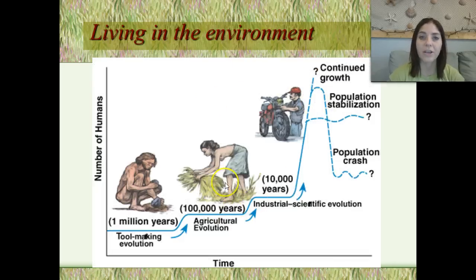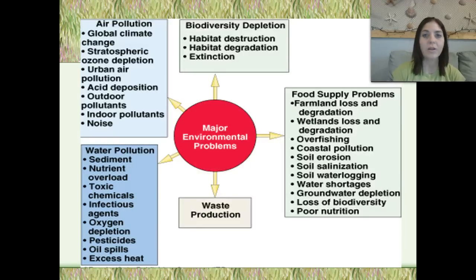So we're also going to look at human population. Basically, we're going to look at what the human population looked like a million years ago versus what the human population looks like today. Main topics, again, we have air pollution, which is going to include global climate change, stratospheric ozone depletion, urban air pollution, acid deposition, outdoor and indoor pollutants, as well as noise pollution. Do we see a trend here, people? We're pretty much causing all of these.